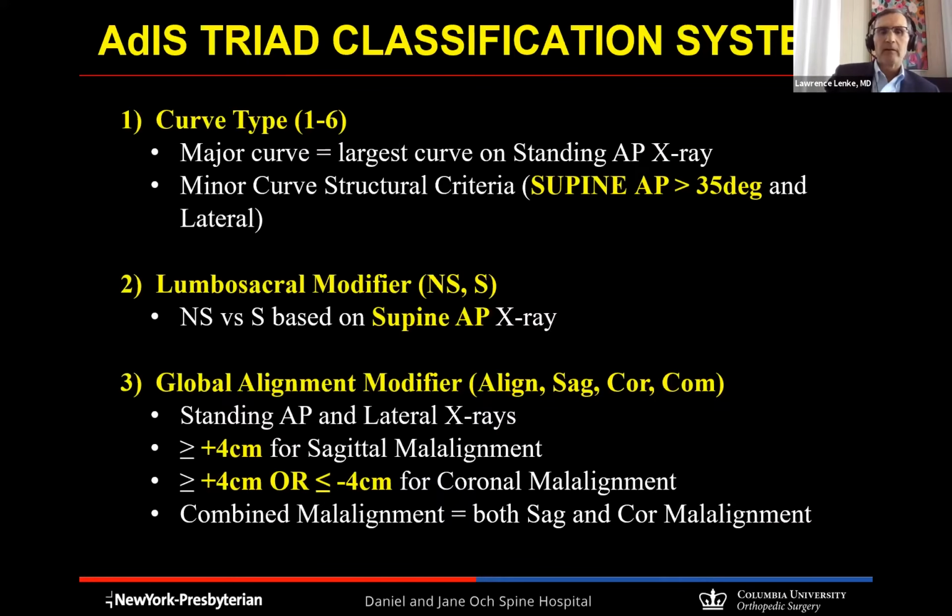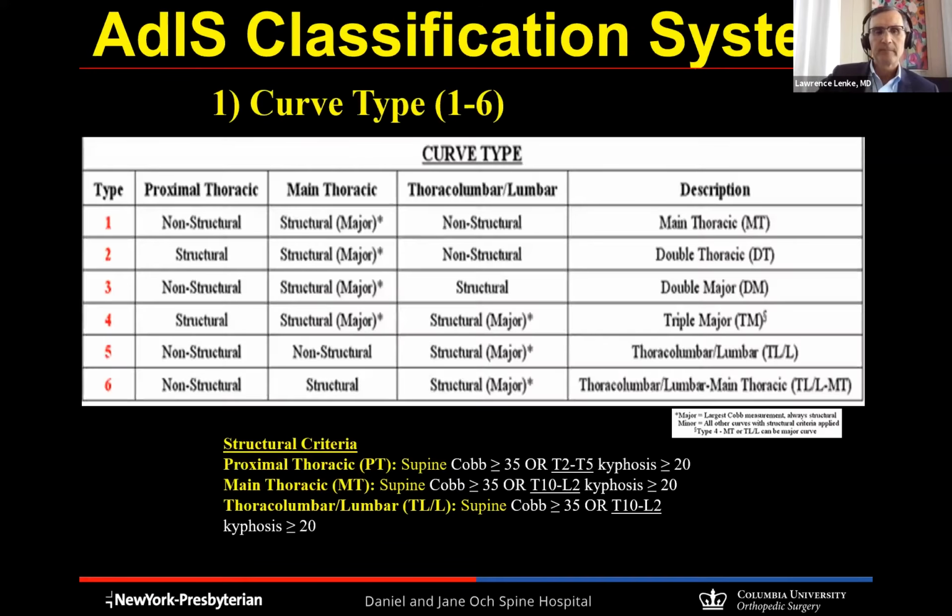So we're going to now propose a triad system for ADIS classification. Here are the 3 components: similar 1 through 6 curve types, because these curves are the same as we see in adolescents. They're just now older and often stiffer and more arthritic. A lumbosacral modifier is the second component, which is non-structural or structural, based on a supine AP image. And because alignment is so critical in all patients, but especially the adult patient, we're going to have a global alignment modifier, which you'll see, with 4 components.